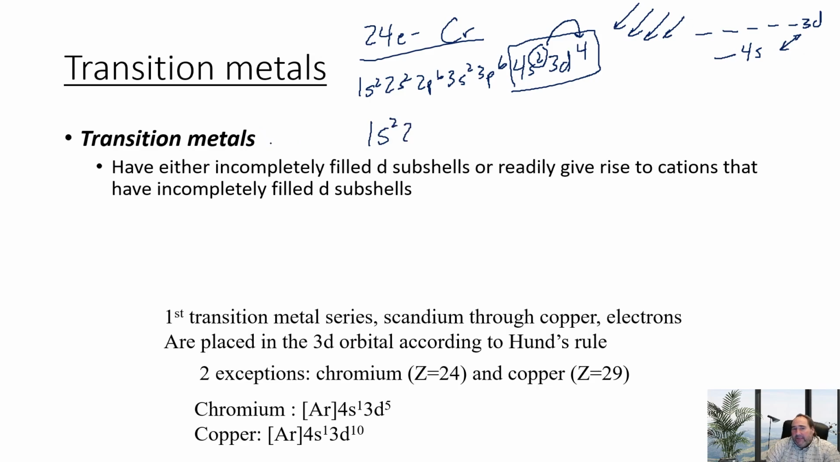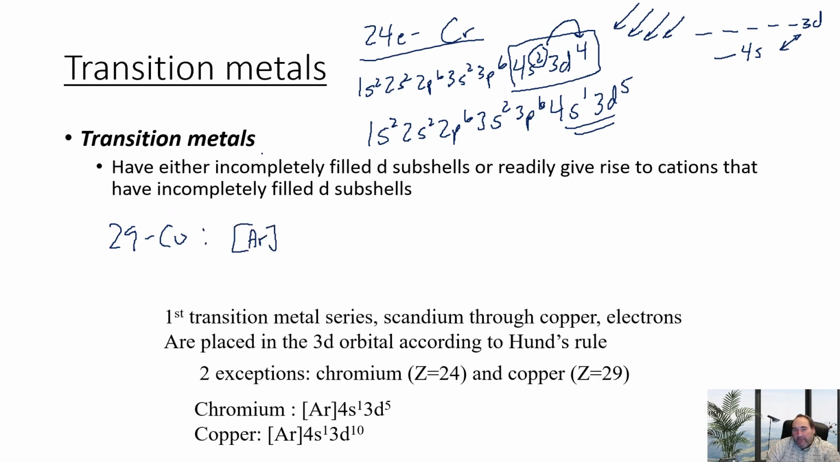So the correct configuration is 1s2, 2s2, 2p6, 3s2, 3p6, 4s1, and 3d5. It essentially fills all the d orbitals with one electron, giving maximal parallel spin. Copper, which is 29, follows the exact same rule. It has that extra electron, and I'm going to use argon to represent this part of the configuration. It will have 4s1, 3d10. That is different than what you would get going back and forth, which would be 4s2, 3d9, for example.